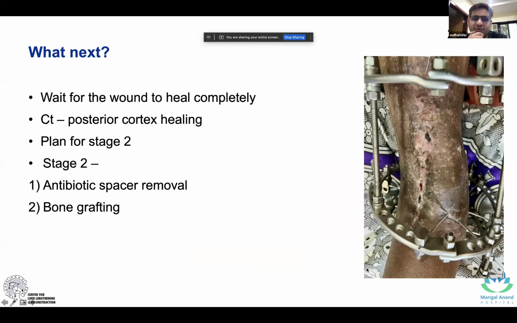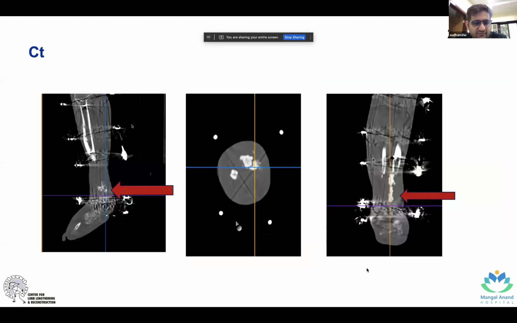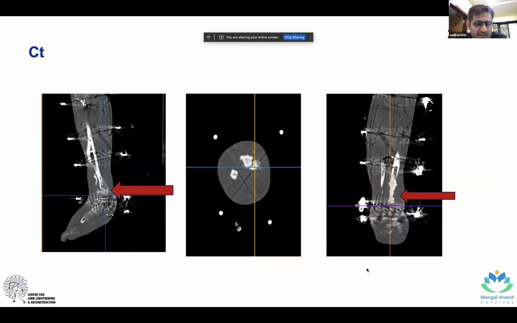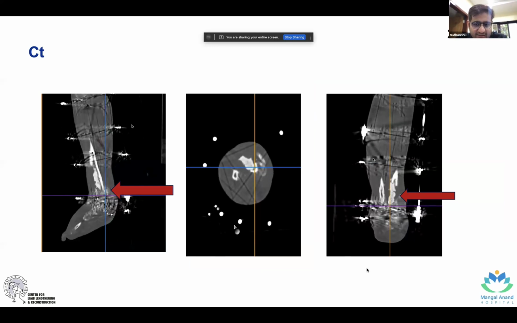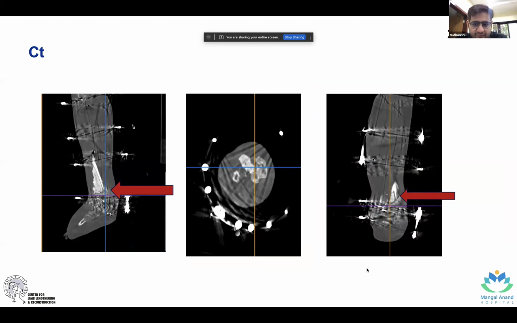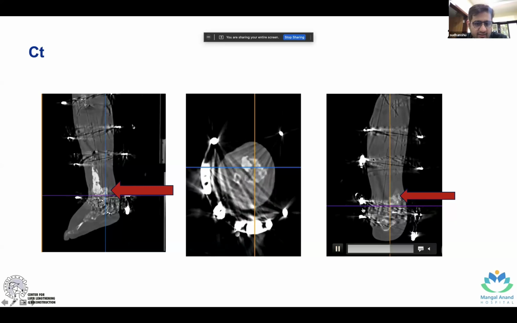And then we waited for the wound to heal completely. After that, CT was done to see the healing of the bone. And then later, stage 2 was planned, which is the removal of the spacer and to put in a bone graft. So the CT was done, which was showing healing at the posterior cortex in the sagittal view and in the coronal view. You can see bone formation there.